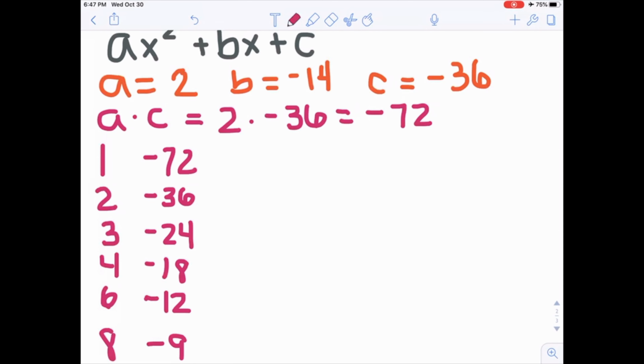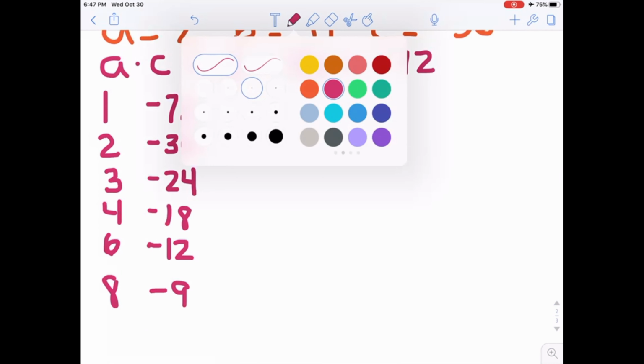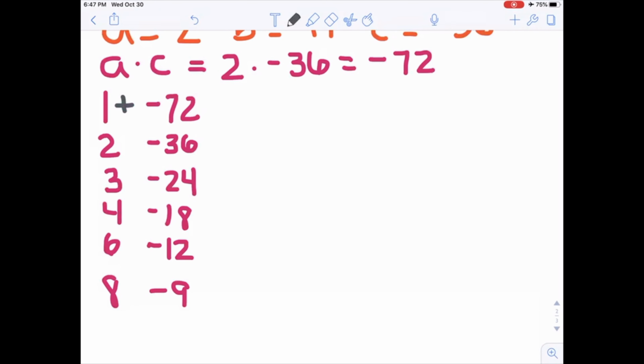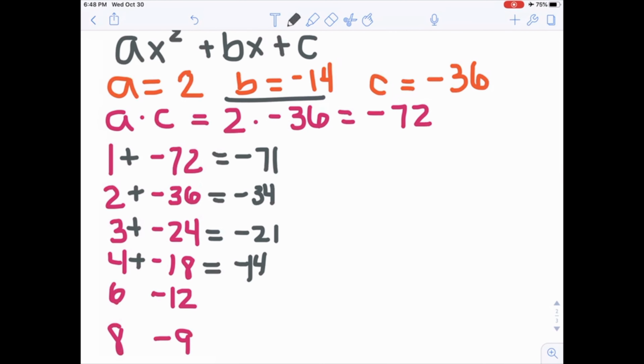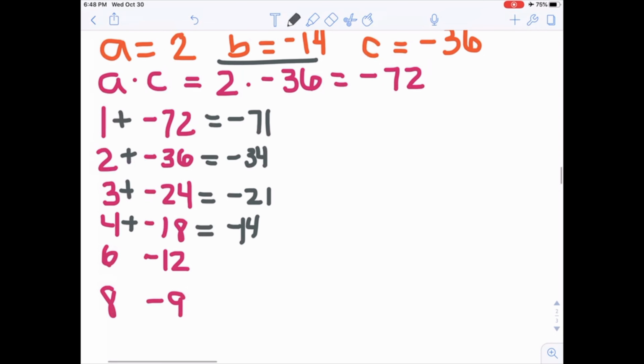So now we're done. Now we're going to go back through and we're going to add them together to see what we get. We get negative 71, so we know it's not that one. Negative 34. Nope. Negative 21. Still not it. Negative 14. We have a winner because that's exactly what we were looking for. We could keep going if you really feel like answering those next two, but we don't need to, so I'm going to move on.